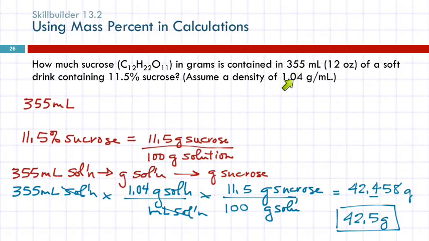Why do you think the density of the soda is higher than just pure water? Because what's in the water now? Sugar. Put sugar in the water, and it makes it way more dense. Any questions?